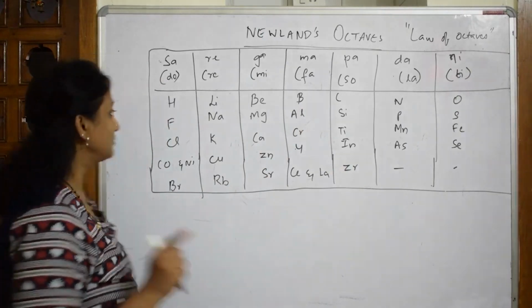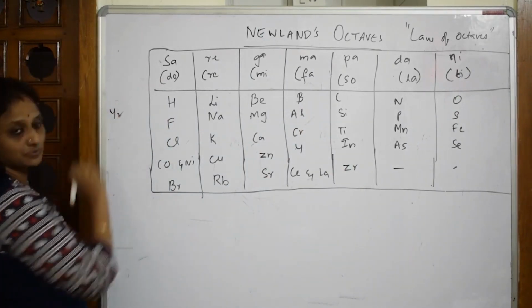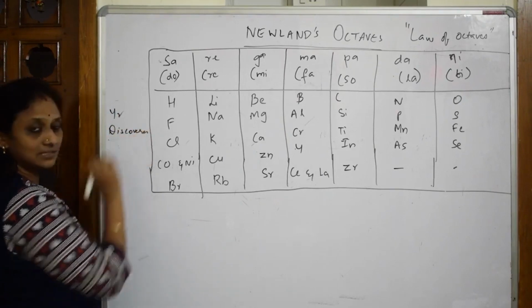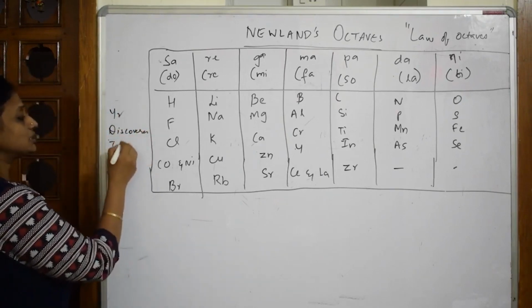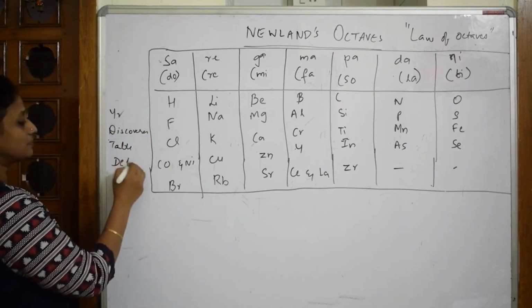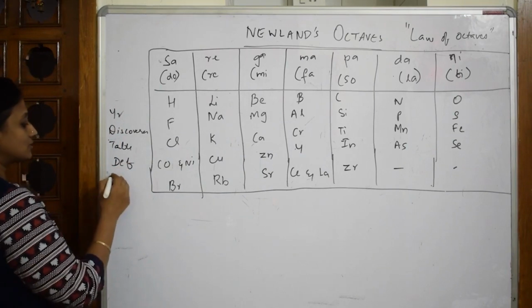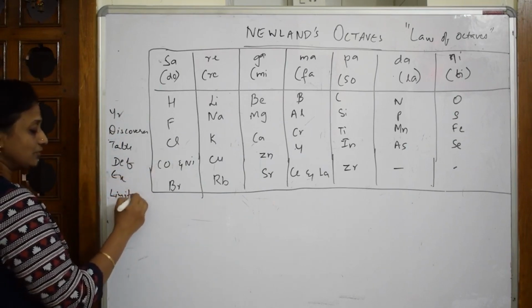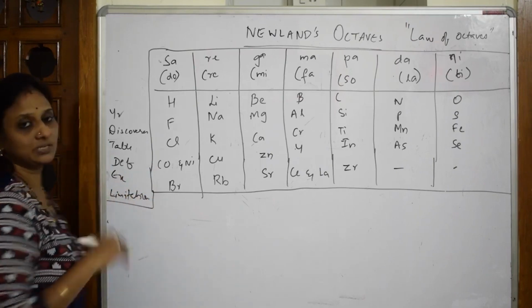So what is it? First, you should write the year when it was discovered. Then you should write who is the discoverer who has done this. After that, what is the name of the table which we are going to learn? Next would be the definition part. After that, you're going to write or take the example of this. Then would be your limitations. When you write all these things only, you'll be given full marks.